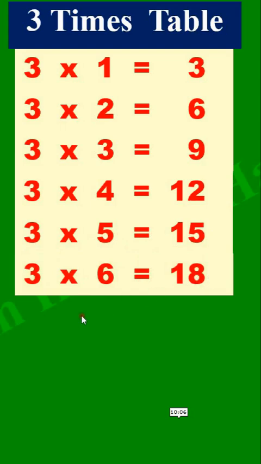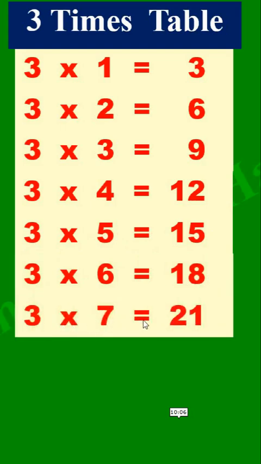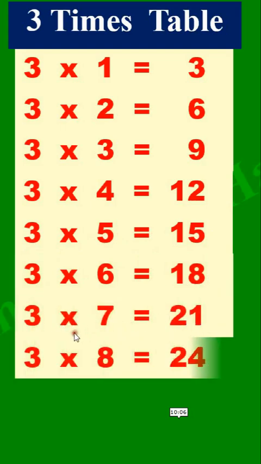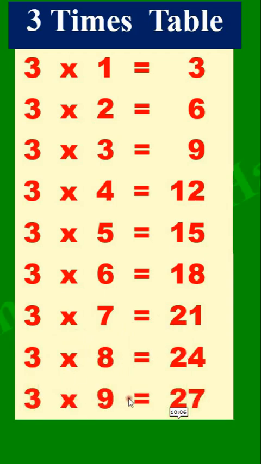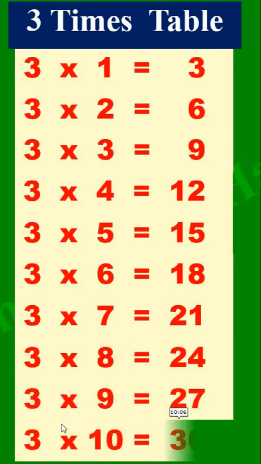3 times 6 is equal to 18. 3 times 7 is equal to 21. 3 times 8 is equal to 24. 3 times 9 is equal to 27. 3 times 10 is equal to 30.